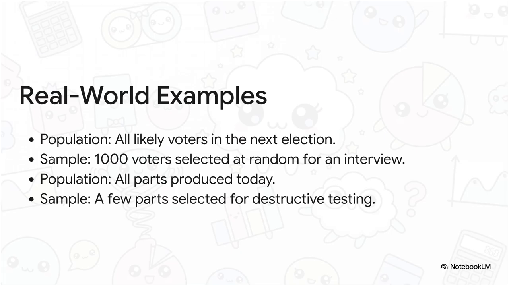And you see this everywhere in the real world. For example, the population could be all the likely voters in an election. I mean, that's millions of people. There's no way you can talk to every single one of them. So what do we do? We take a sample, maybe 1,000 voters, to get a pretty good idea of what the entire population is thinking. Or, let's say a factory makes thousands of parts a day. They can't test every single one, especially if testing it means destroying it. So they take a sample, just a few parts, to check the quality of that entire day's production run.